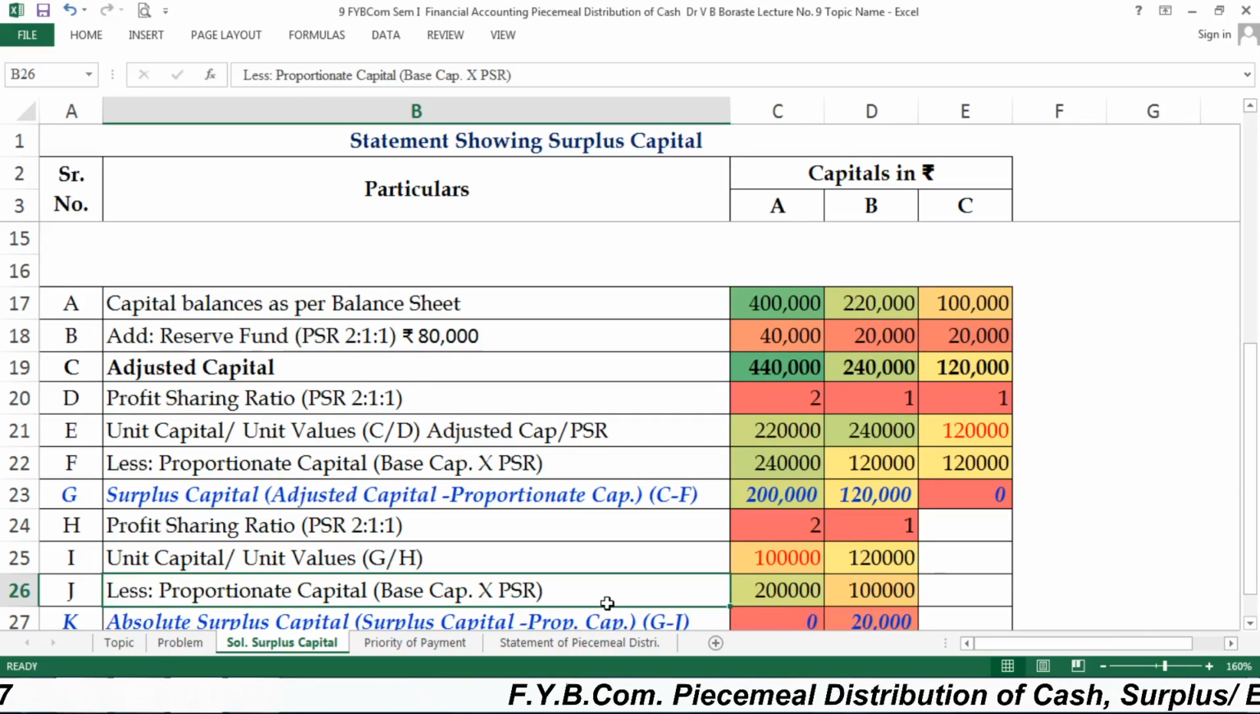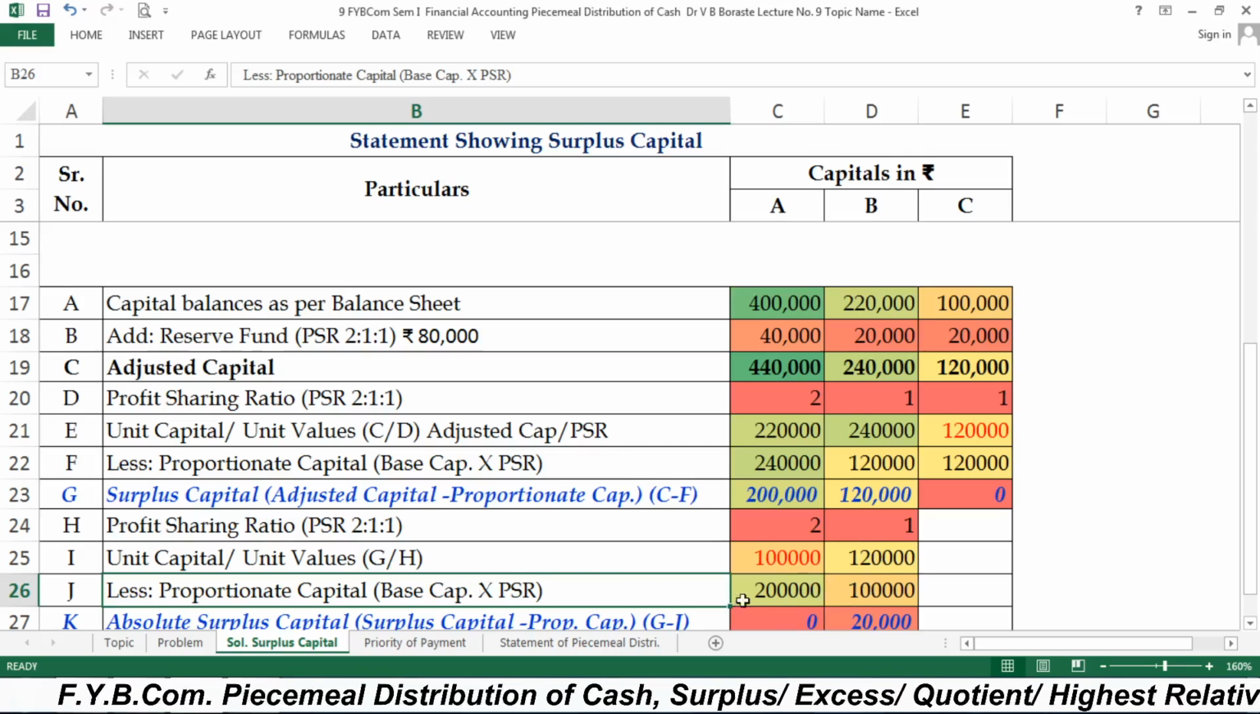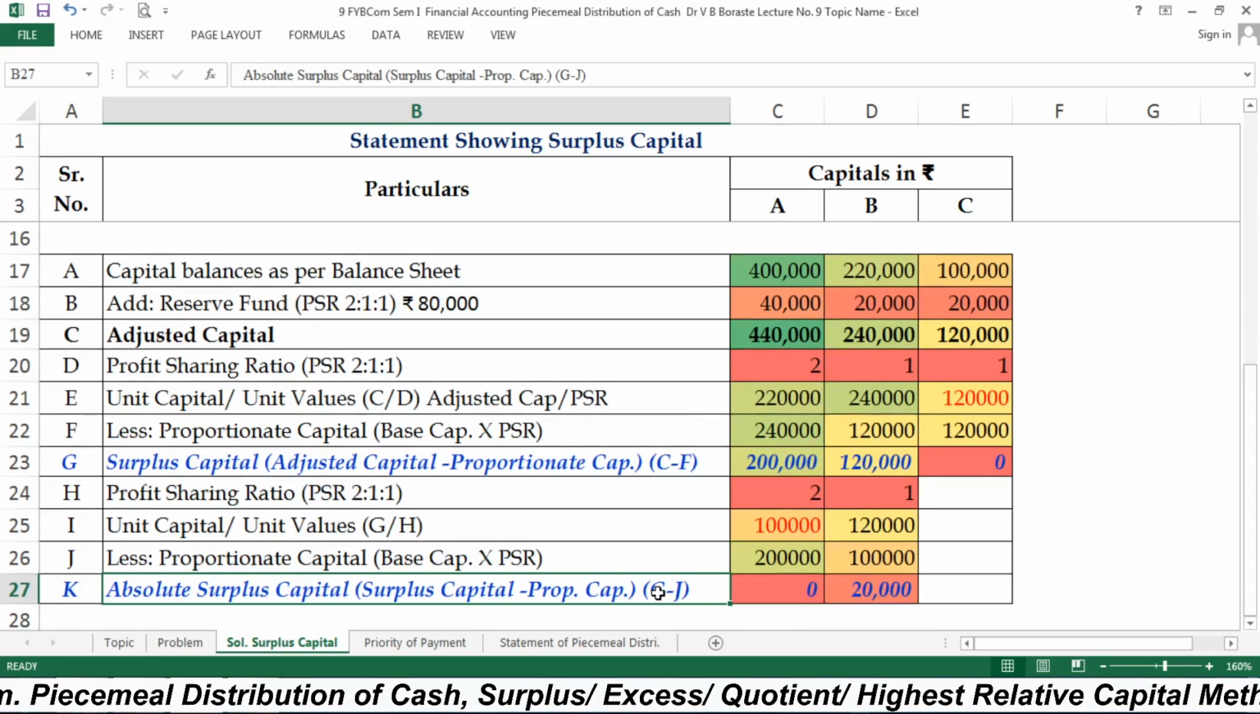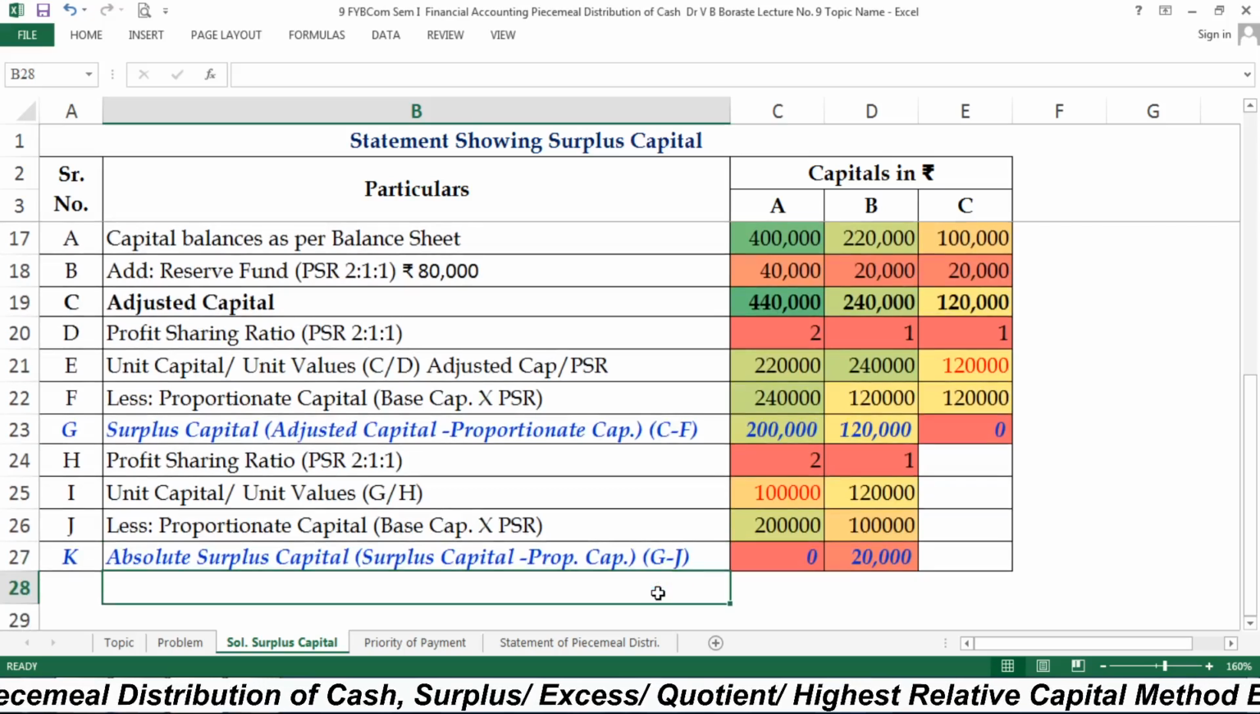So here proportionate capital is equal to base capital into profit sharing ratio. We consider 1 lakh as the base capital. So base capital 1 lakh into 2, the answer will be 2 lakh, and 1 lakh into 1 equals 1 lakh. So the proportionate capital will be 2 lakh and 1 lakh for A and B. After getting the proportionate capital, we can calculate the absolute surplus of B.